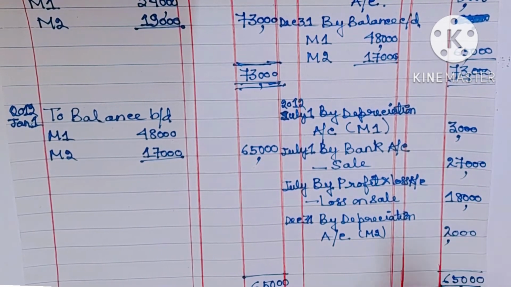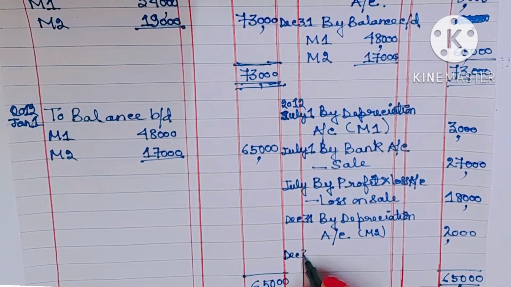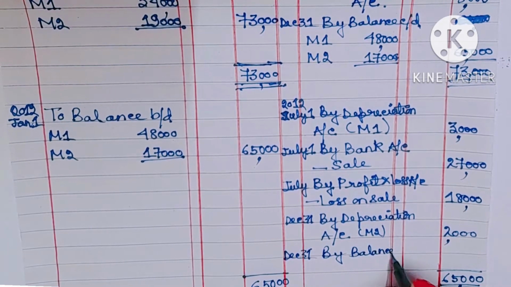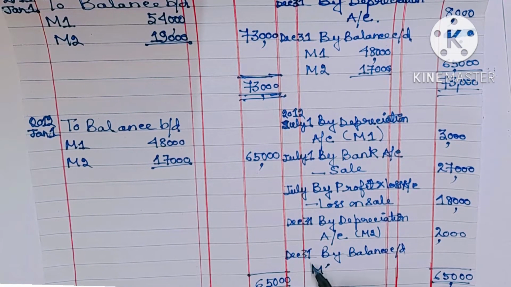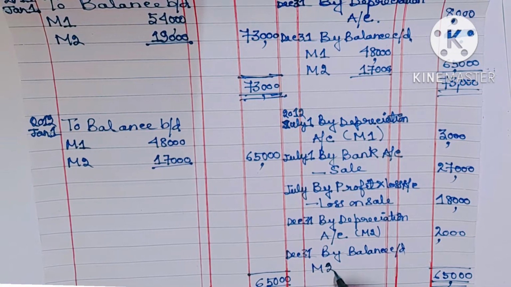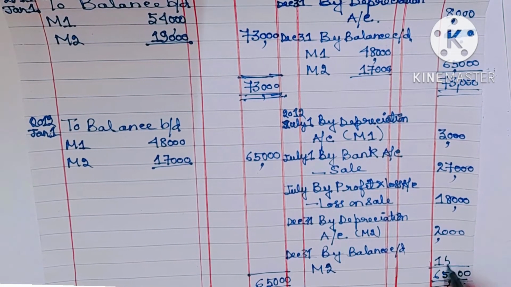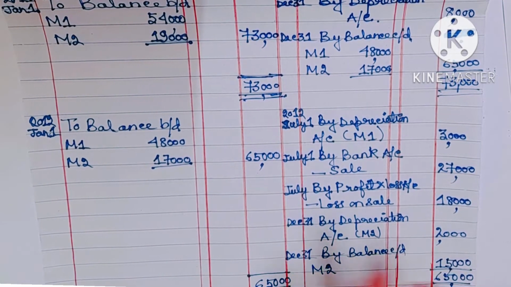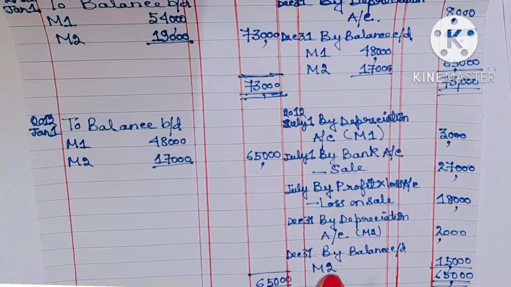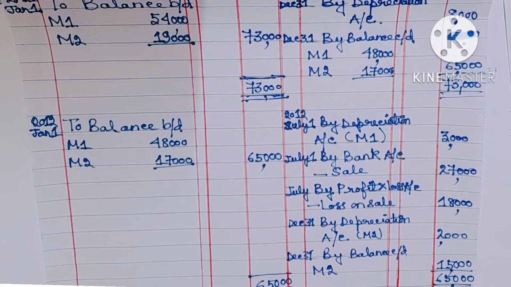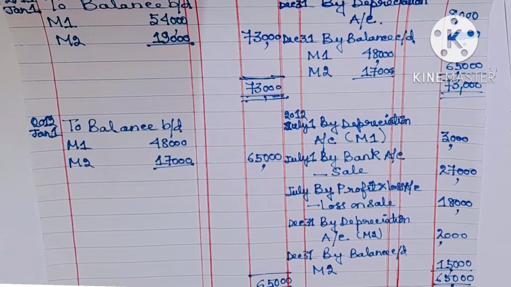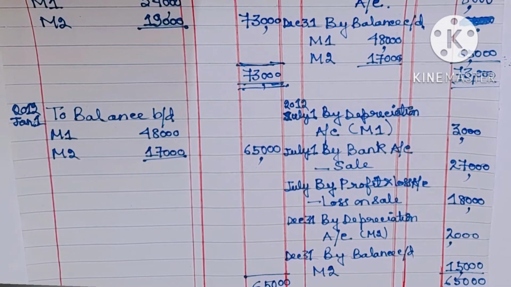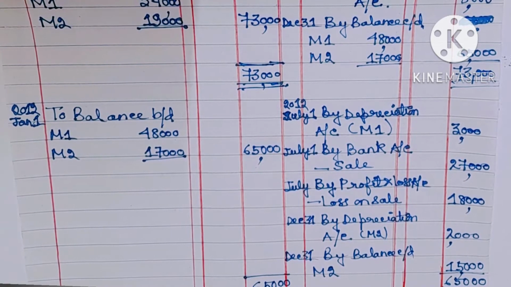50,000. So we'll have to write December 31st by balance CD. So we have to write by balance CD M2, 15,000, because M1 is our business's first machinery, sold, only the second machinery remains, that is M2. So by balance CD we always have to write to balance BD beneath the debit total. To balance BD M2, that is 15,000.